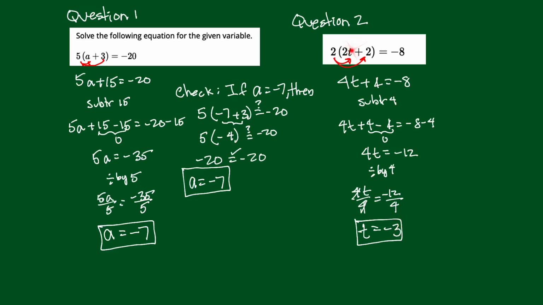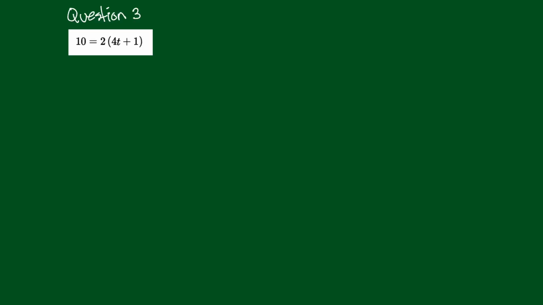2 times negative 3 is negative 6. Negative 6 plus 2 is negative 4. 2 times negative 4 is negative 8. We've got it. Question 3.